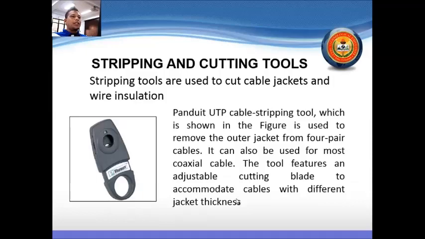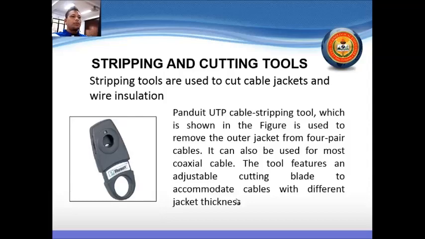First here, we have stripping and cutting tools. Stripping tools are used to cut cable jackets and wire insulation. So, if you observe an electrical wire or a network wire like UTP cable or coaxial cable, there is an outer jacket which protects the cable from any damage. If the cable is dragged, there is tension, so it needs a protective covering.